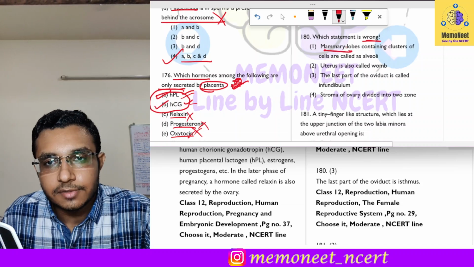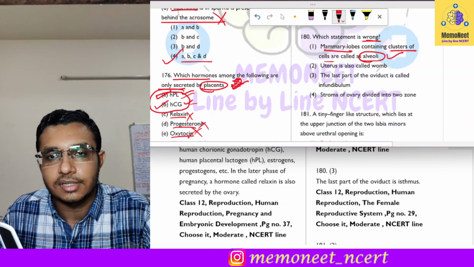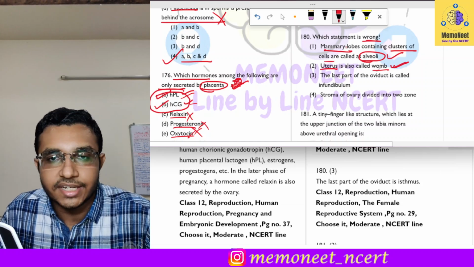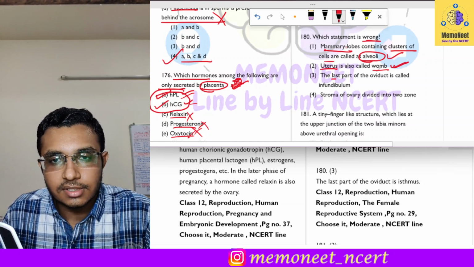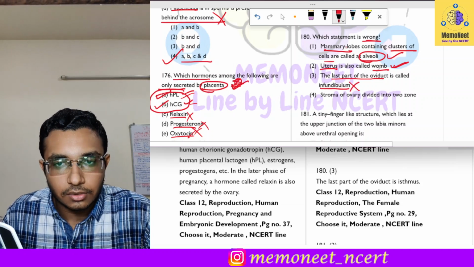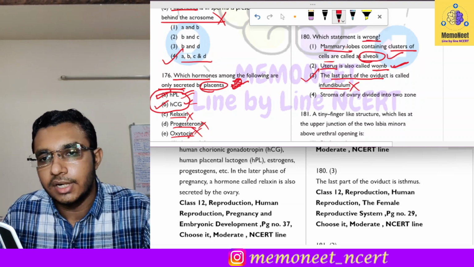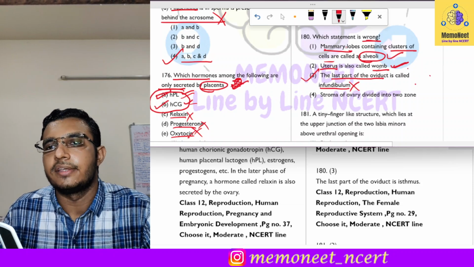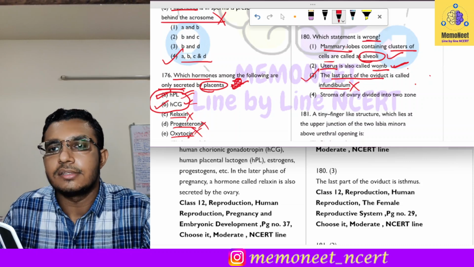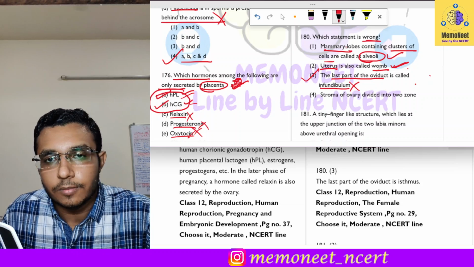The first statement is mammary lobes containing clusters of cells are called as alveoli. So yes, this statement is correct. Then uterus is also called womb. So yes, uterus is also called womb. So the second statement is also correct. The third statement is the last part of oviduct is called infundibulum. So is this correct? No, this statement is incorrect. Okay, because what are the parts of oviduct? The infundibulum, ampulla and isthmus. So infundibulum is the first part of oviduct, then ampulla, and then the isthmus is the last part of the oviduct. Okay, so the correct answer of this question will be option 3.